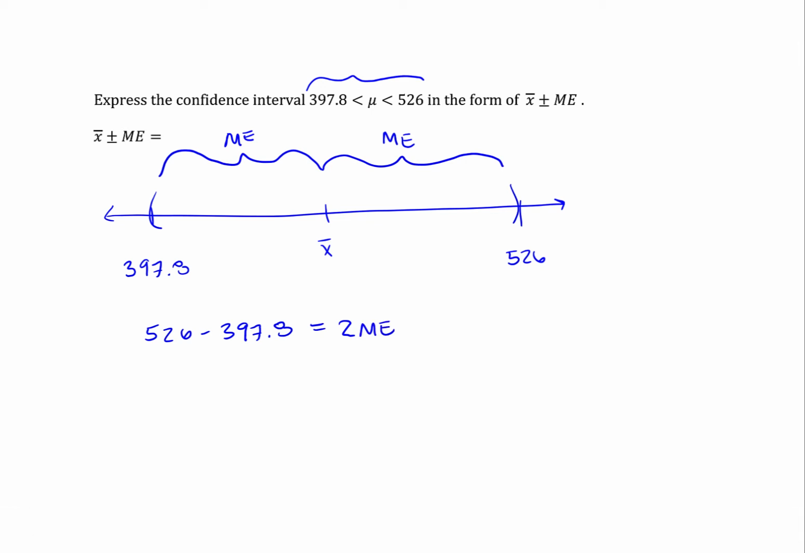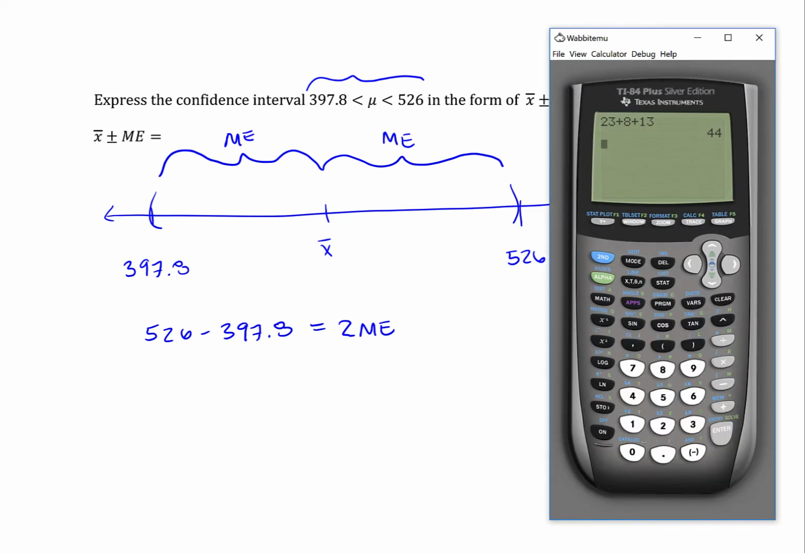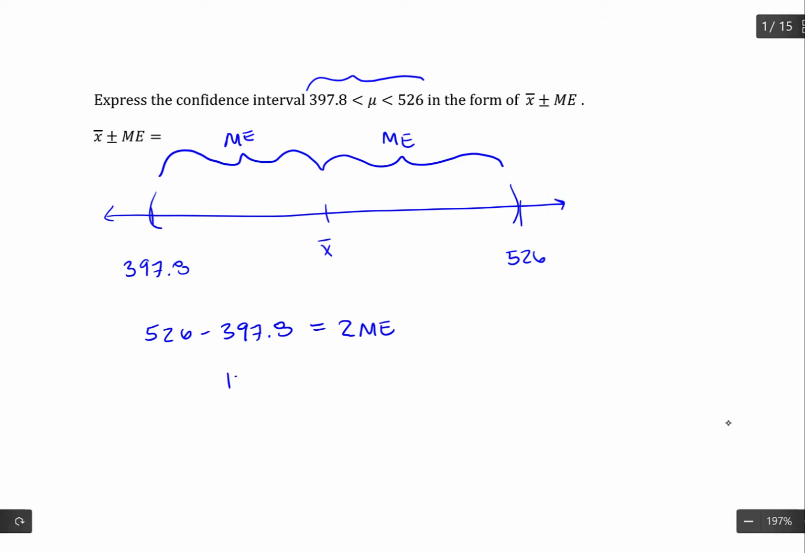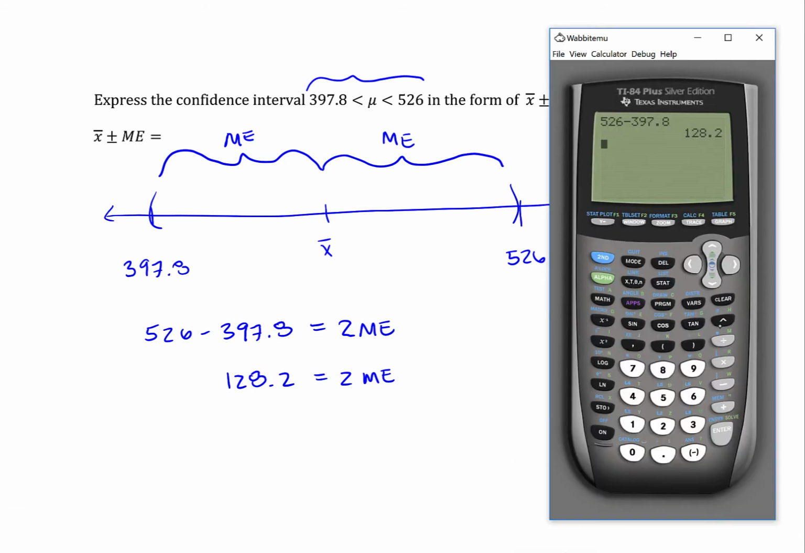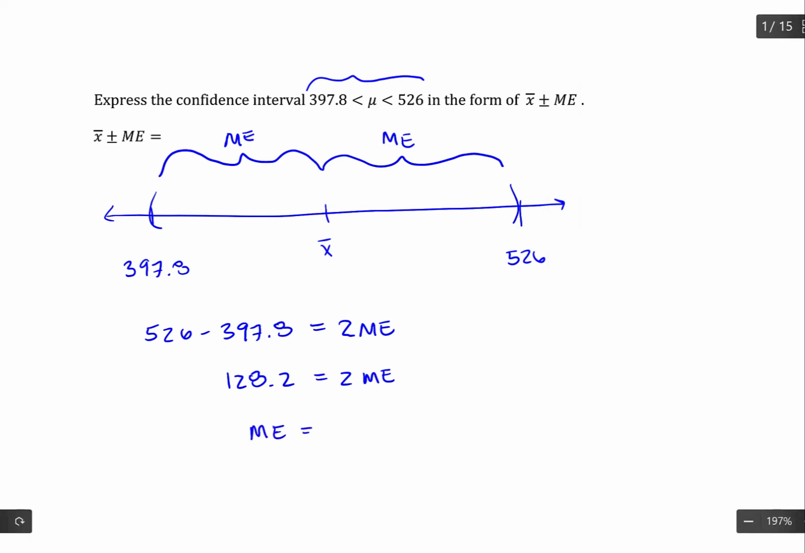So let's get out the calculator and find out what that is. If I take 526 minus 397.8, that gives me 128.2. So what that represents is from this point all the way over to this point, that is a total distance of 128.2. Now, I only want to go half of that distance to get the actual margin of error, which means I just need to divide this value by 2. So if I take that answer and divide it by 2, I find that my margin of error is 64.1.